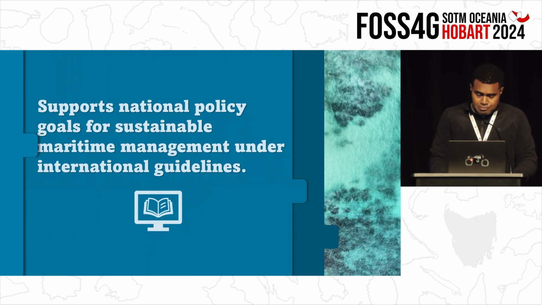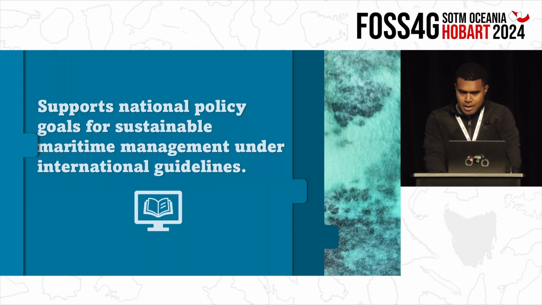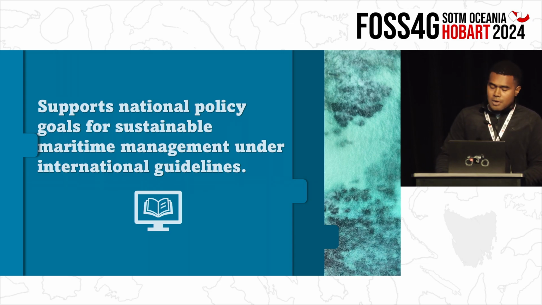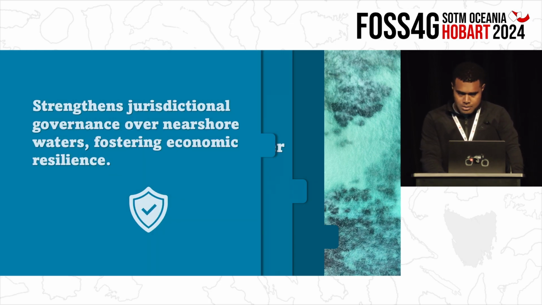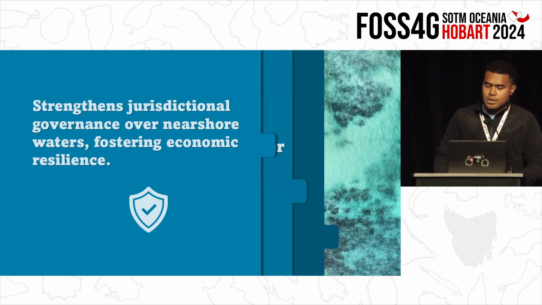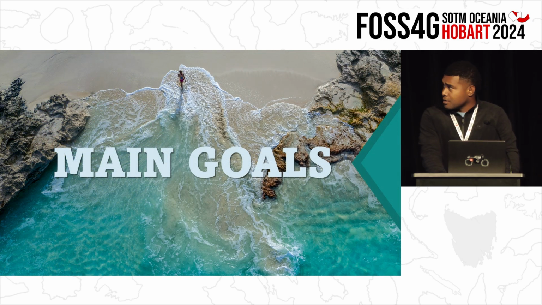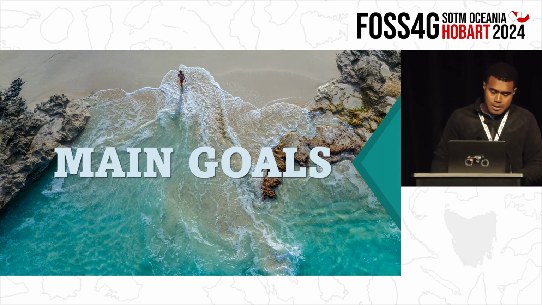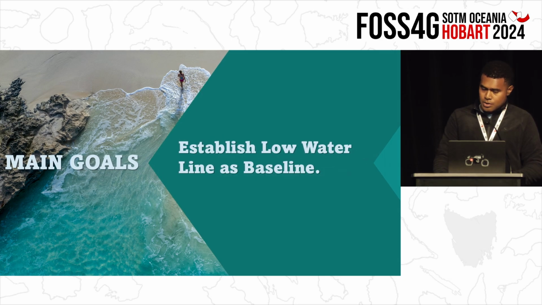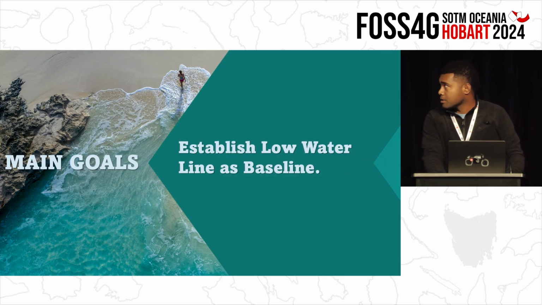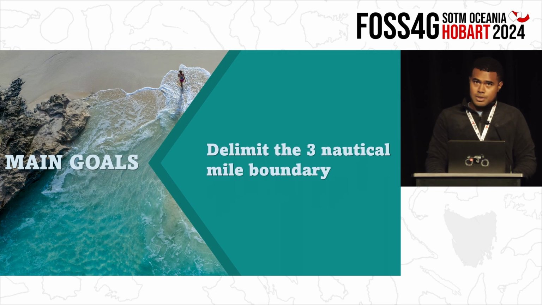the second objective is to support national policy goals for sustainable maritime management under the international guidelines, which is UNCLOS. The last objective is to strengthen jurisdictional governance over nearshore waters, fostering economic resilience. The technical part of the project only has 2 main goals. First is to establish the low water line as the baseline, and the second is to delimit the 3 nautical mile boundary.